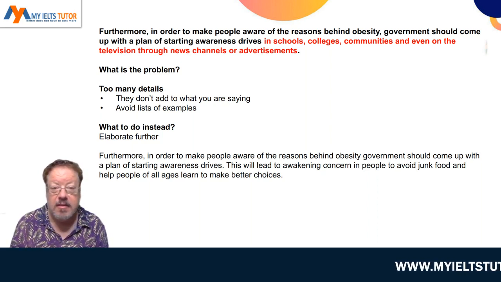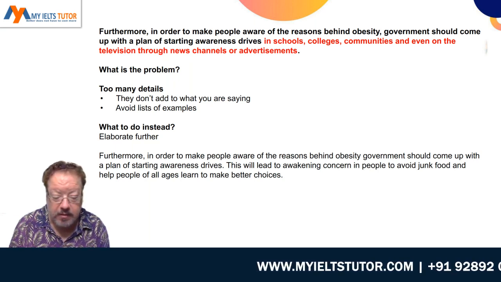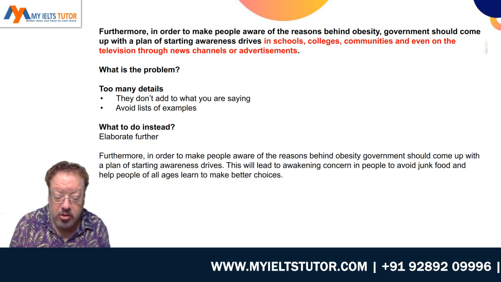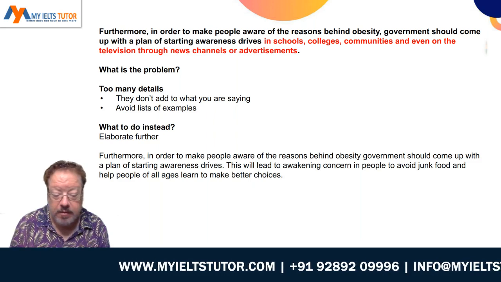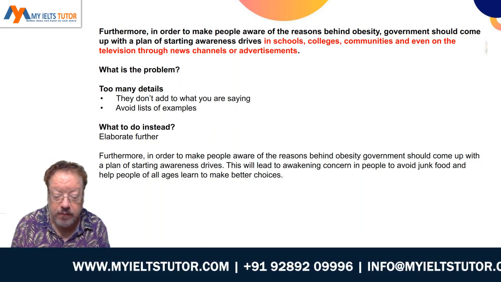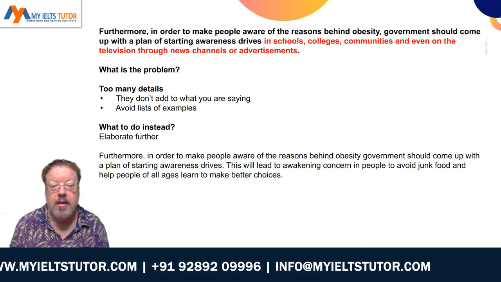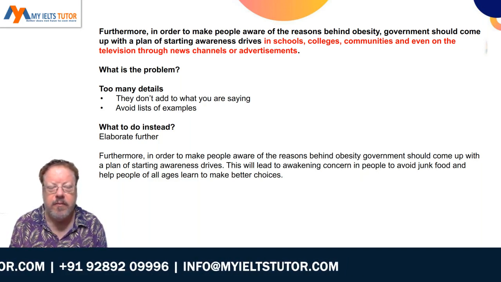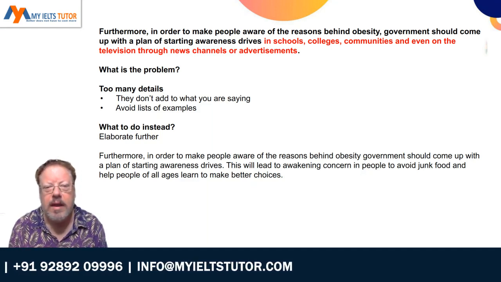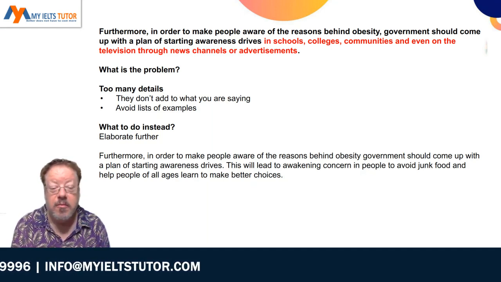And so if you look at what I've written here at the bottom of the slide, furthermore, in order to make people aware of the reasons behind obesity, government should come up with a plan of starting awareness drives. This will lead to awakening concern in people to avoid junk food and help people of all ages learn to make better choices. So rather than just give examples of what government can do in terms of awareness drives, say exactly what government can do in terms of these awareness drives. So, all right, now let's move on.